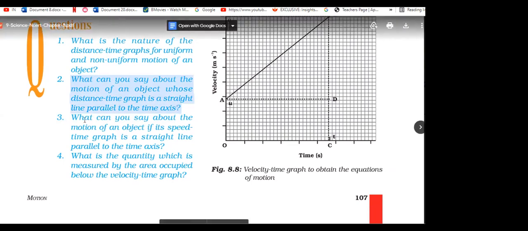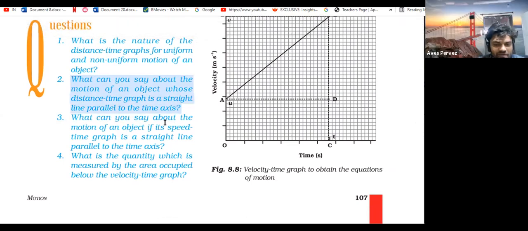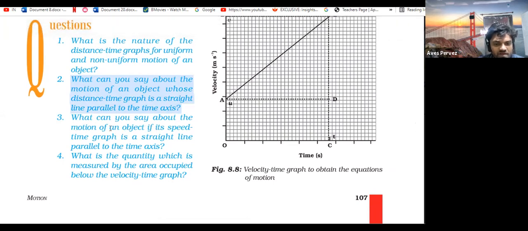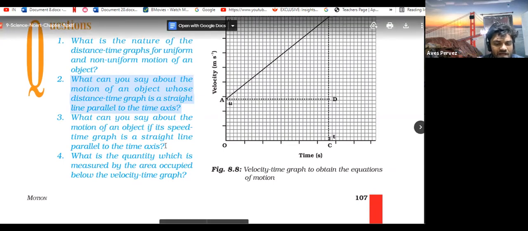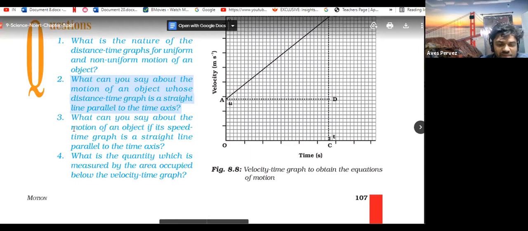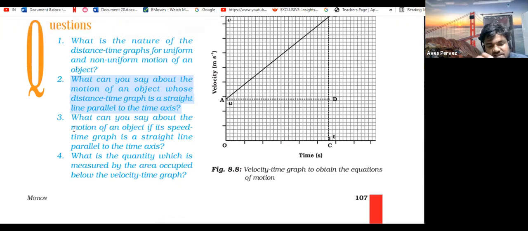What can you say about the motion of the object if its speed time graph is a straight line parallel to the time axis? So what does it mean? I have taught you these graphs in much detail. If in a speed time graph the line is straight, parallel to the time axis, then what does it indicate?